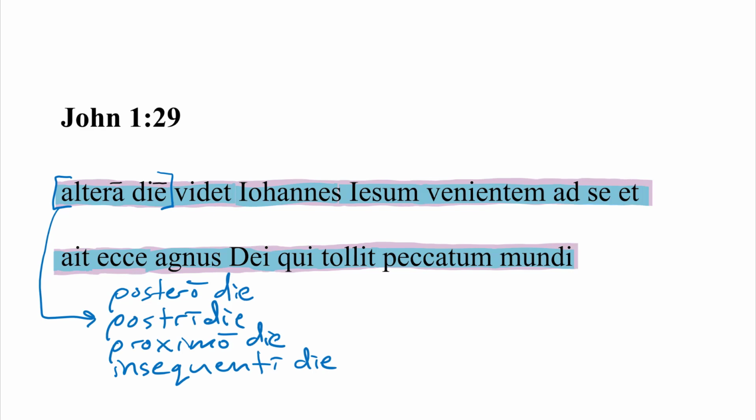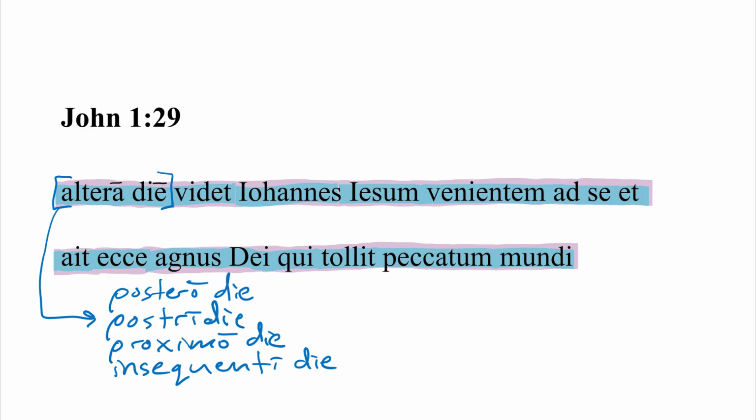You'll notice that sometimes the word dies is masculine and sometimes it's feminine. The word switches back and forth between the genders, partly based on usage and partly based idiosyncratically on the particular choices of an author. In the classical period, usually it's feminine when it's referring to a specific or set day, but there are lots of exceptions as well.